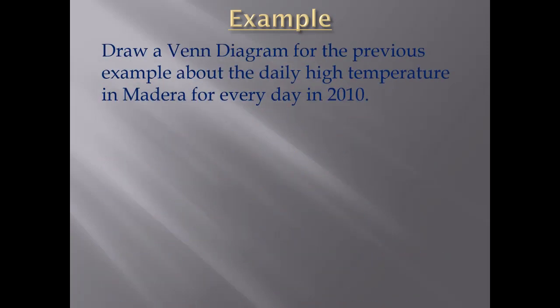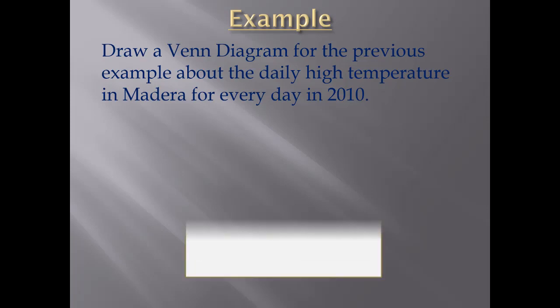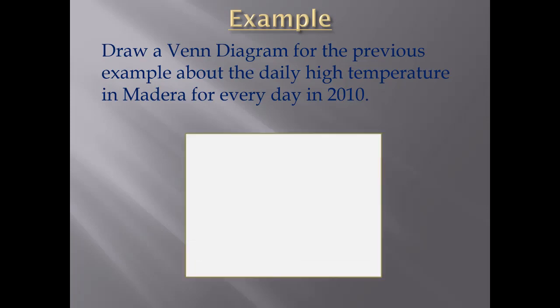We want to try to draw the Venn diagram for the previous example we talked about that dealt with daily high temperature in Madeira for every day in 2010. So we'll first draw our box and label it with the population information. These represent the 2010 daily high temps in Madeira. We put the size of our population, n equals 365. Now you can put it in that upper right-hand corner. You could also put it in the lower right-hand corner, as long as that information is there.